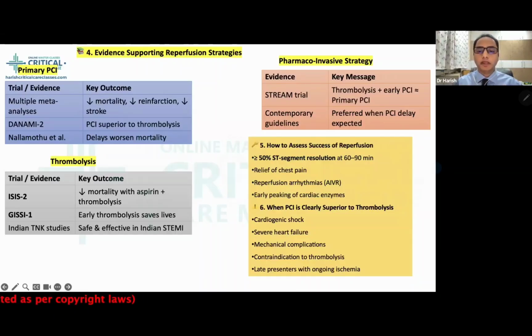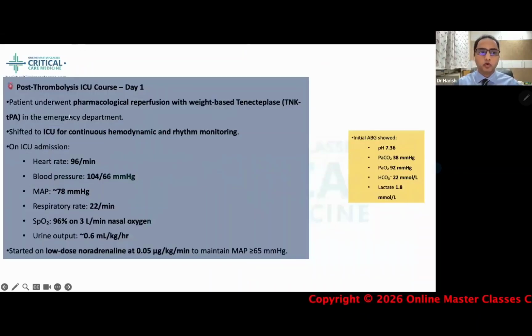PCI is clearly superior to thrombolysis in certain conditions, like when the patient has cardiogenic shock, severe heart failure, mechanical complication, or when there is an absolute contraindication for thrombolysis. Or if a patient is a late presenter with ongoing symptoms of ischemia, we can go for PCI. Okay, so back to our patient.